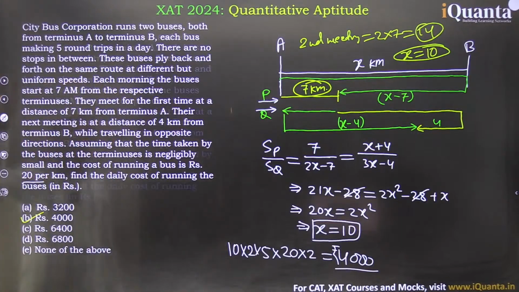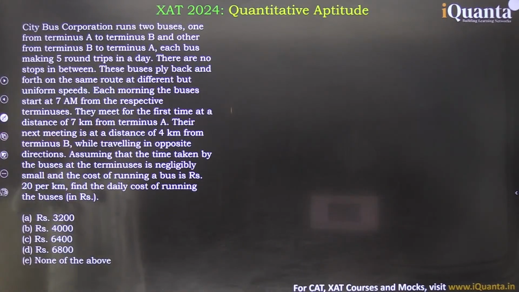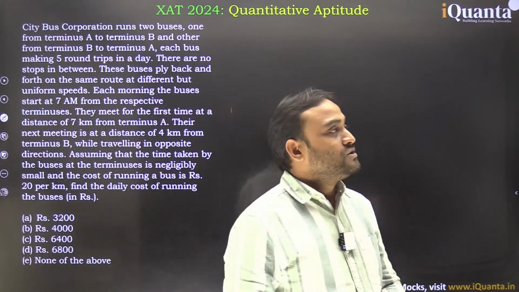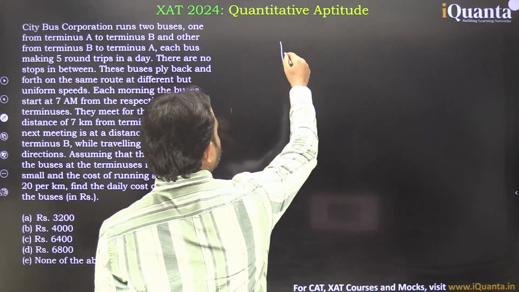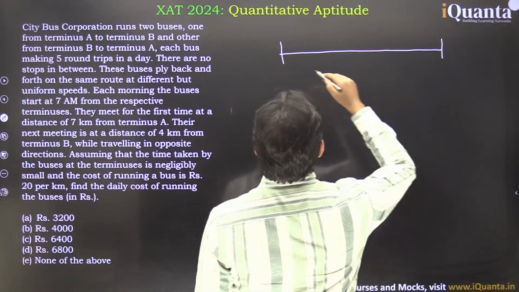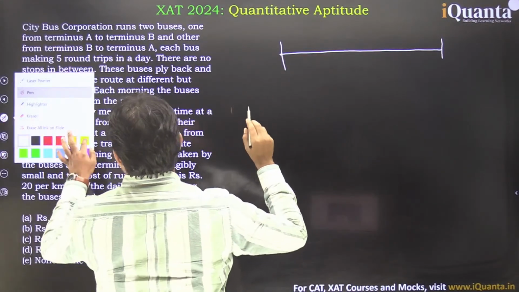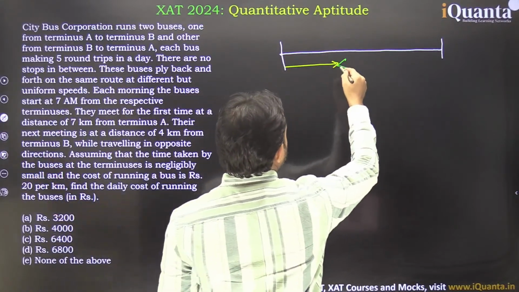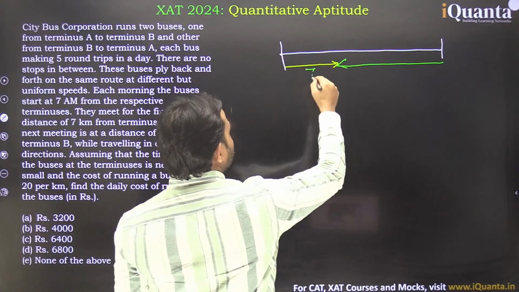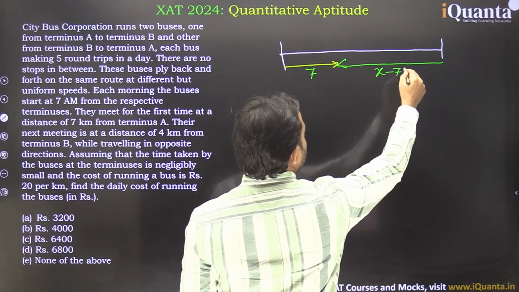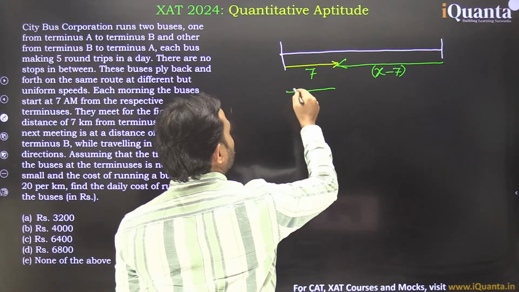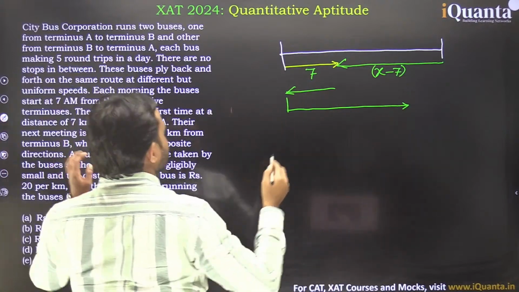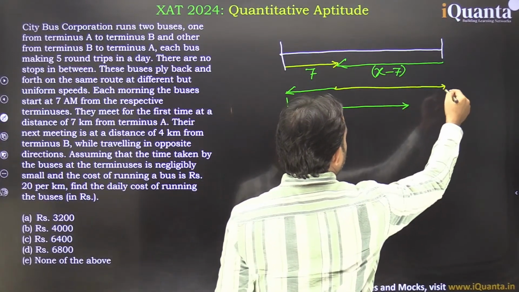Answer is 4000. Now in this question it says one bus is starting from A, the other bus is starting from B. So what will happen in that case? Let's see. In the first meeting, the situation will be like this. One bus is covering 7 km, the other bus is covering x minus 7 km. Then this bus will go here and come back here. The yellow bus will go here and then come back here.